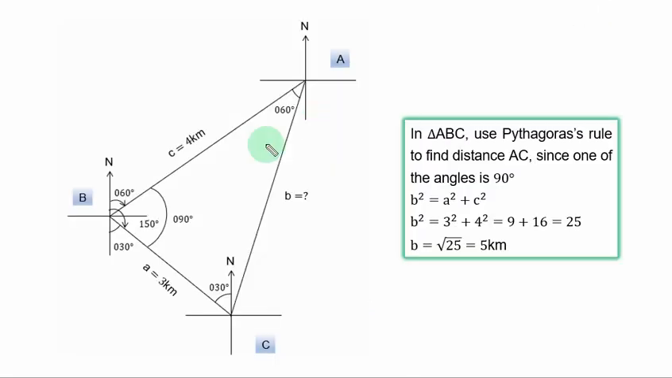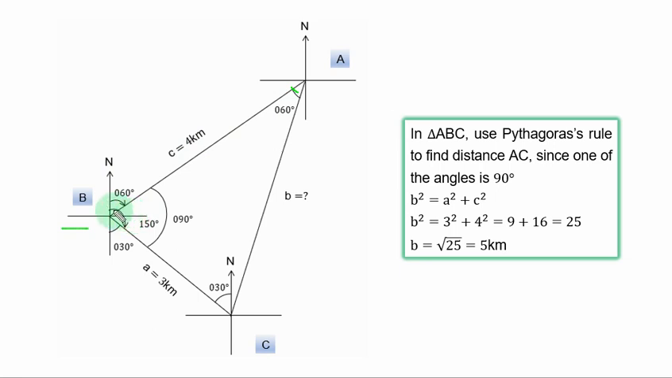We have the complete diagram. This is city B to city A. The bearing is 60 degrees, and this angle is equal to this angle. The distance is 4 kilometers.